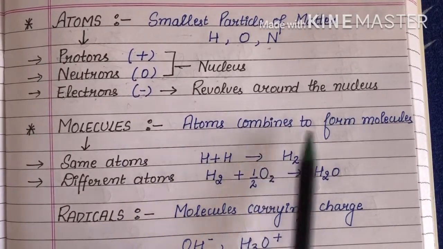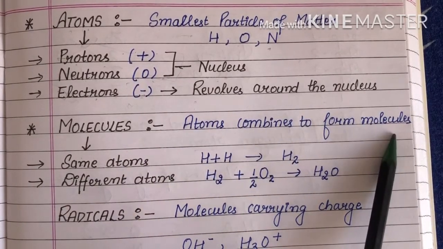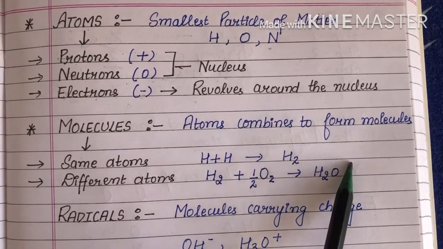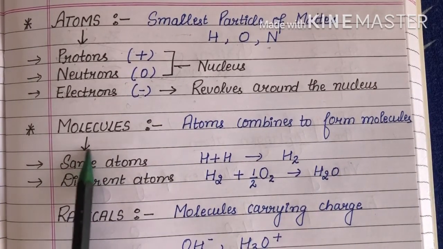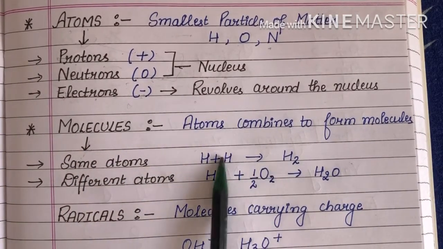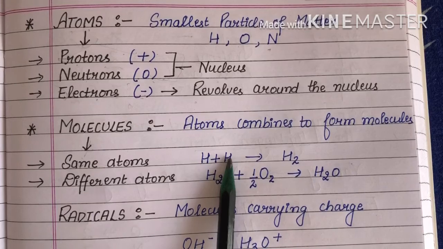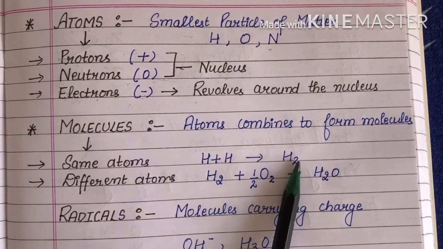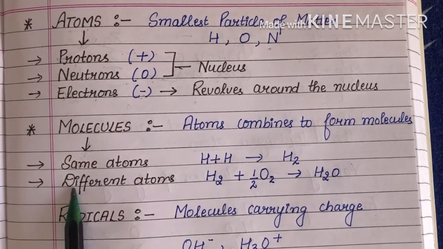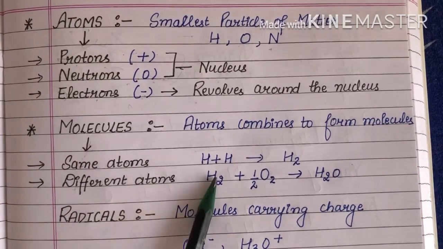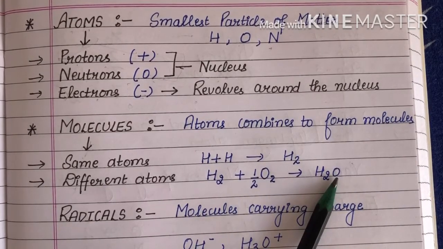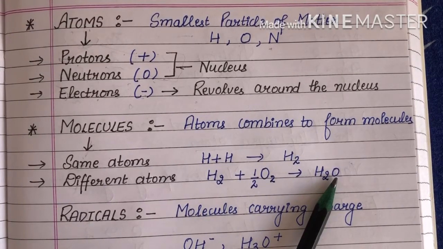Atoms combine to form a molecule. When two or more atoms combine, they form a molecule. A molecule can be formed by the same atoms, like when H and H combine, they form a hydrogen molecule. It can also be formed by different atoms like hydrogen and oxygen. When two hydrogens combine with one oxygen, they form a water molecule.